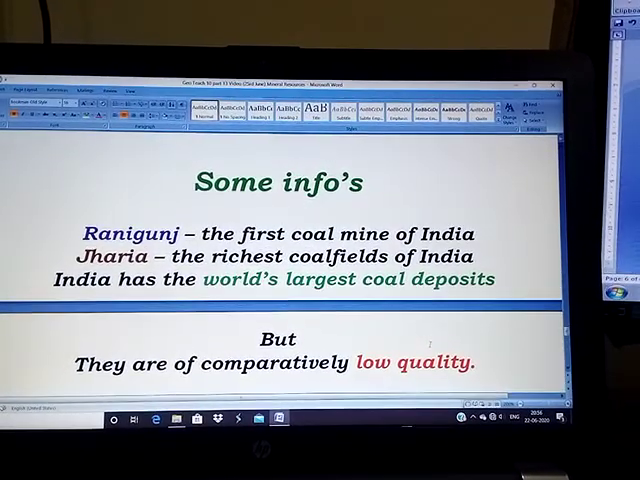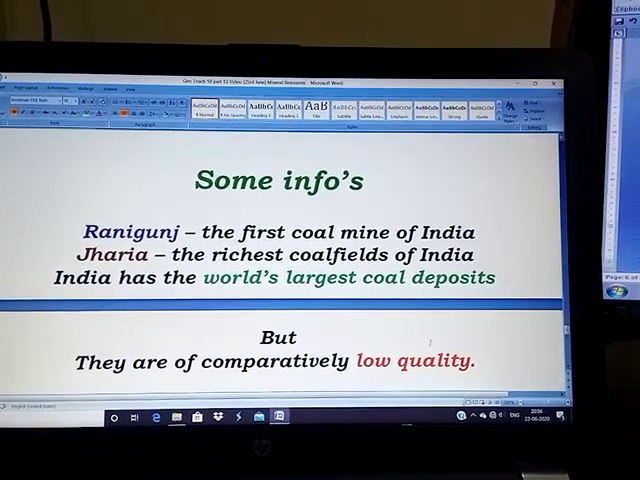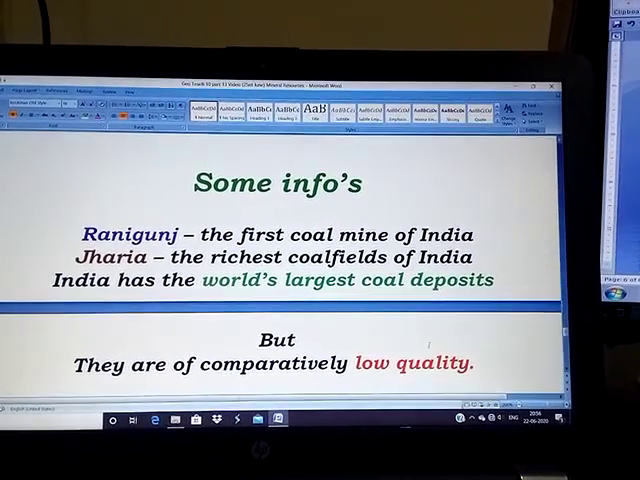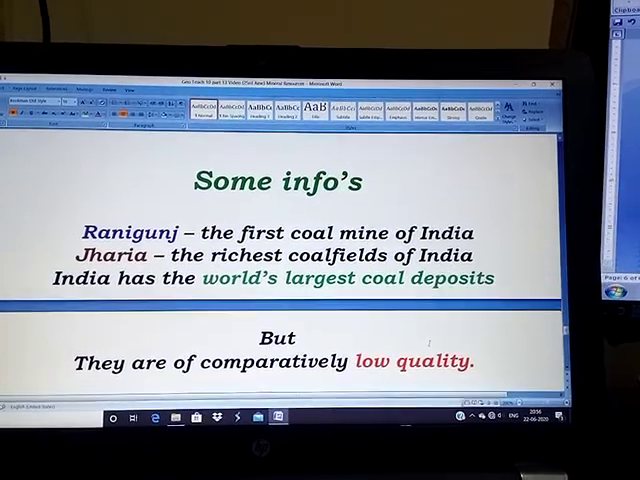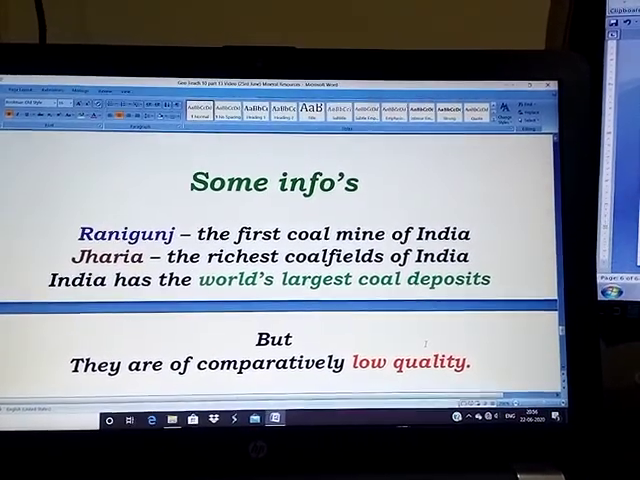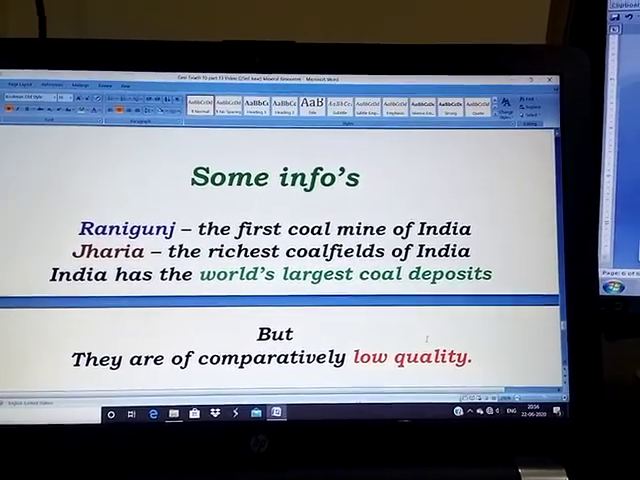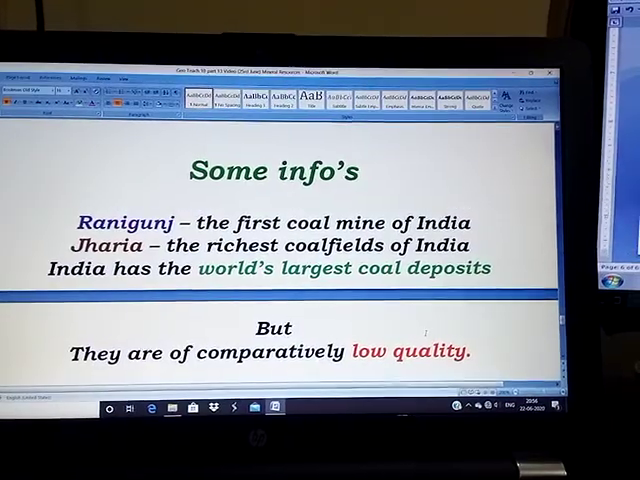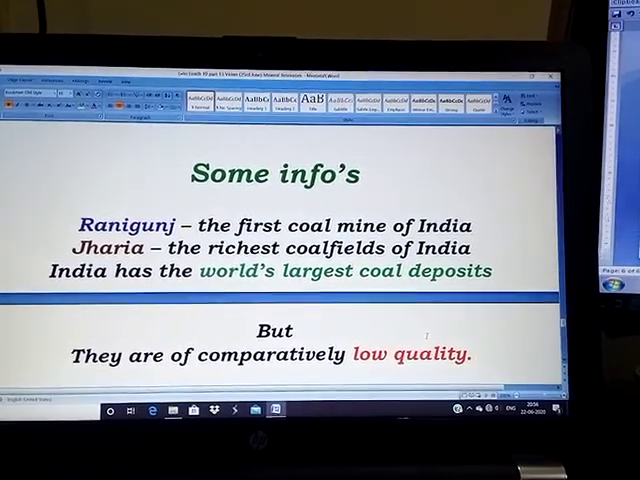And of course, we should be proud of our Jharia. Jharia is the richest coal field of India. The maximum amount of coal is found there. Now, India has the world's largest coal deposits, no doubt about it. But the problem is they are comparatively of low quality.